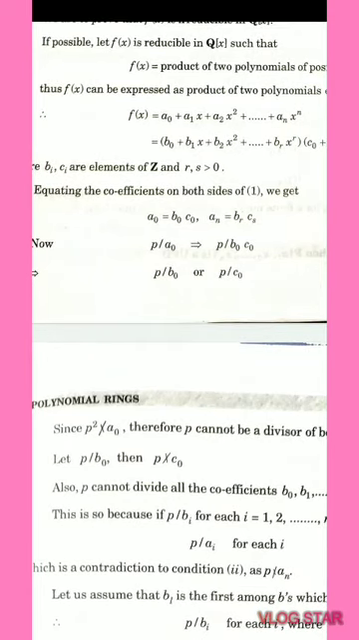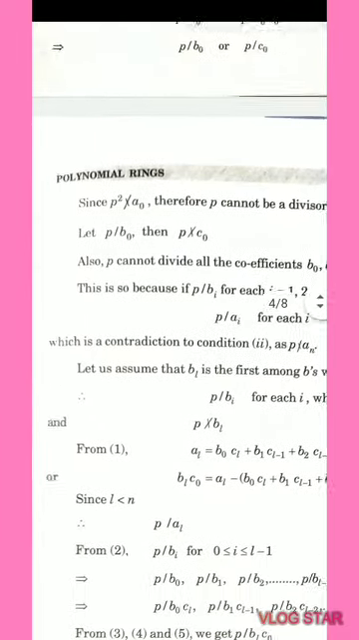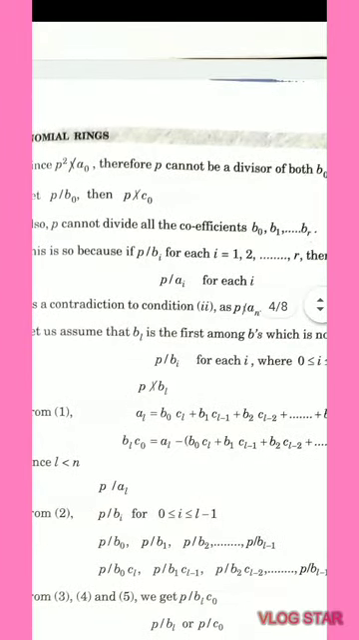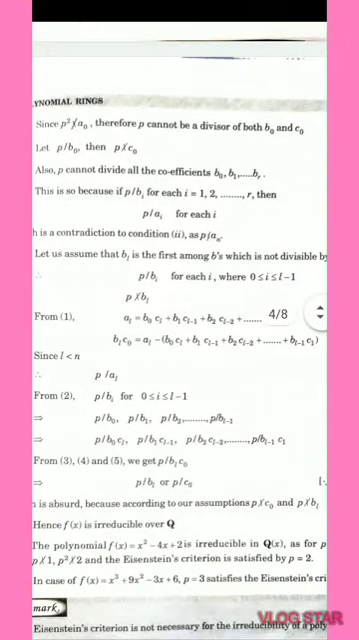Equating the coefficients on both sides of (1), we get a0 = b0 c0, an = br cs. Now p divides a0, so p divides b0 c0, as a0 = b0 c0. So p divides b0 or p divides c0, because p is a prime. Since p squared does not divide a0, p cannot be a divisor of both b0 and c0.